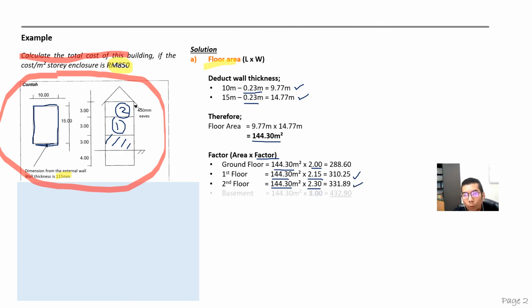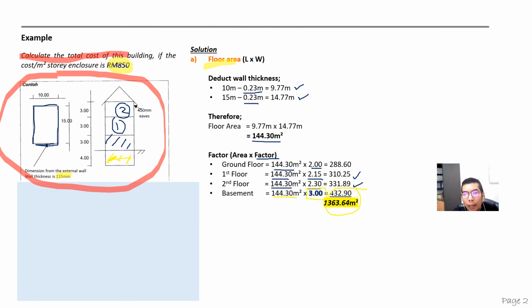Then baru you will total up. Oh sorry, lupa. The last part is the basement. Also you have to apply the basement area. Using the same floor area 144.3 for basement, you just straight away times with 3. You will get this value, then you total up, you akan dapat 1363.64 meter square. So this is the floor area using this Storey enclosure method.